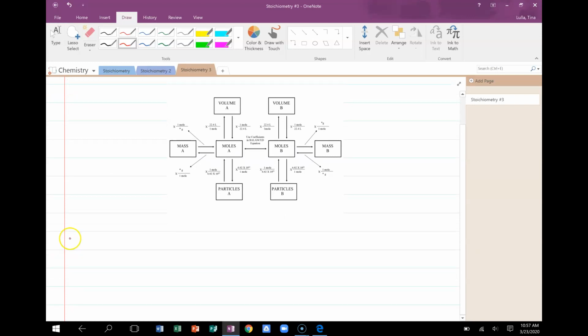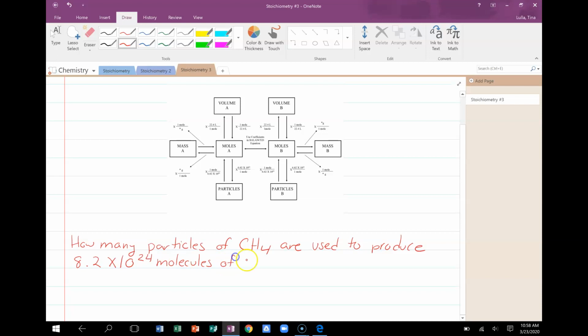Let's say it was something like: how many particles of CH4 are used to produce 8.2 times 10 to the 24th molecules of water?